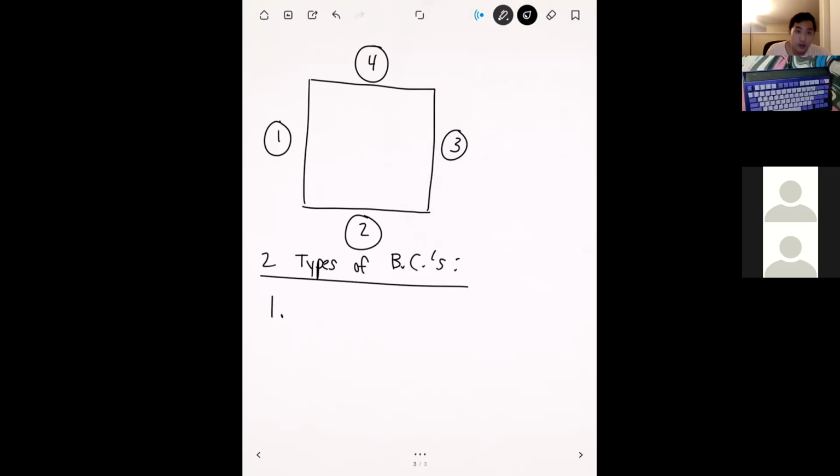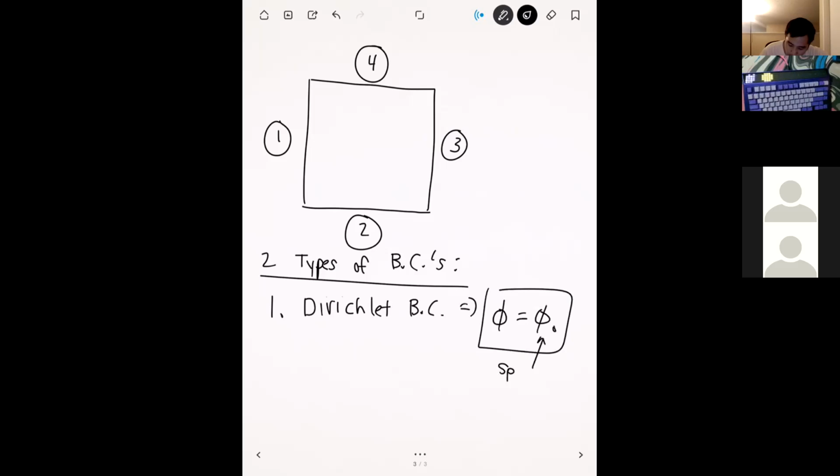And so the first type, which is the simpler one, is our Dirichlet boundary condition. These are pretty easy because we just basically assign a value for our solution at those nodes. So we basically say phi is equal to phi naught, where phi naught here is our specified value. That's something that's going to be given to you, or something that you're going to manually specify.